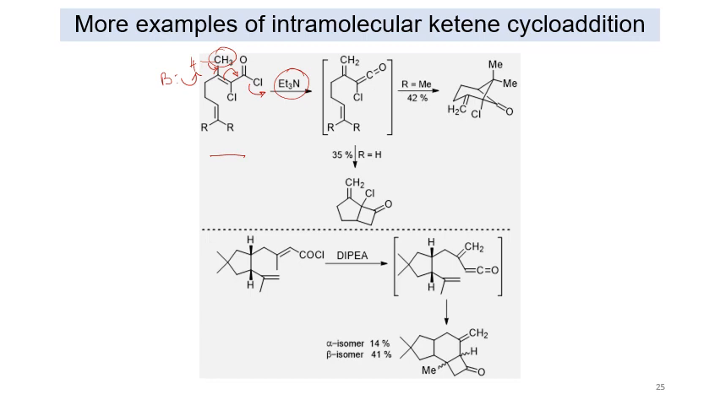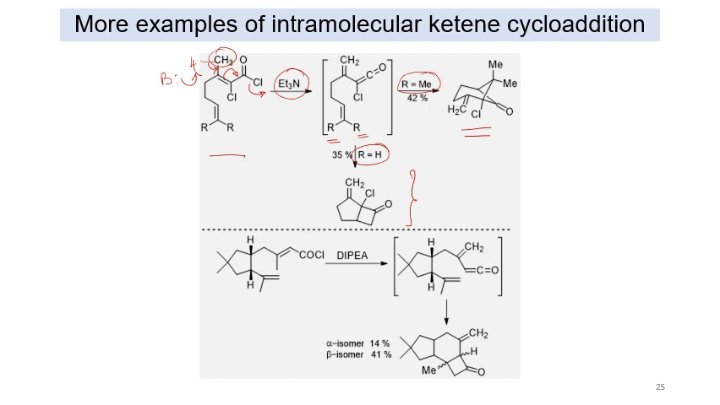This ketene now undergoes an intramolecular cycloaddition and gives you this beautiful bicyclic structure, depending on what the substituent is. If R is equal to H, then it undergoes this kind of a cycloaddition to give you a fused bicyclic structure. If R is equal to methyl, it gives you a bridged bicyclic structure.